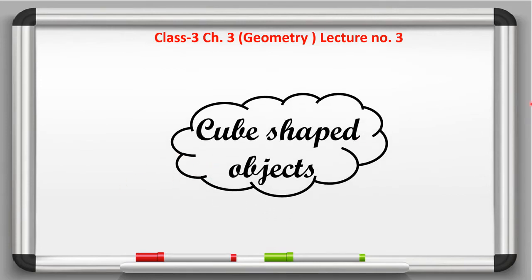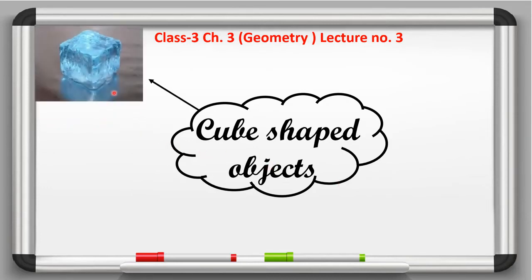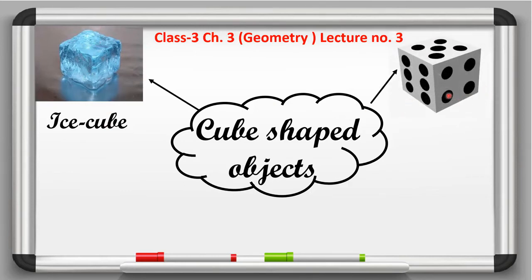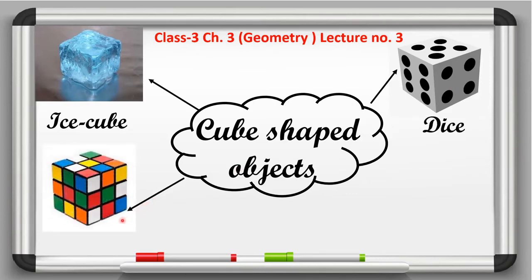Now I'll show you cube shaped objects. So here first one is, which object is this beta? Can you guess? Yes, this is an ice cube. Okay, ice cube. Now another is, which object is this? You all know, है ना? That is dice. Now the next object is, yes, which object is this? This is a cube. Okay.